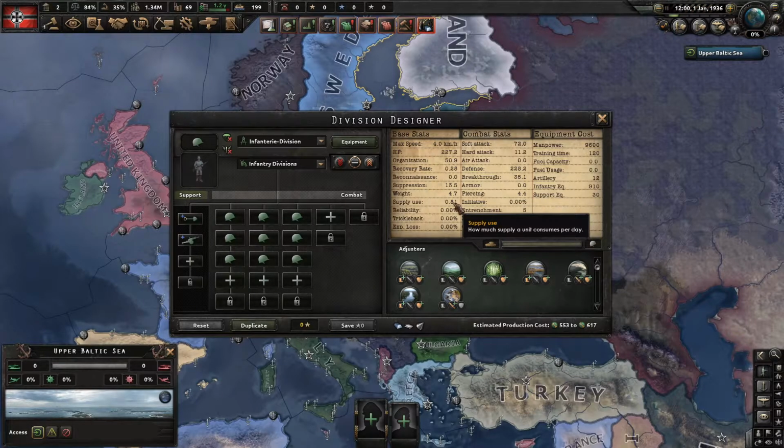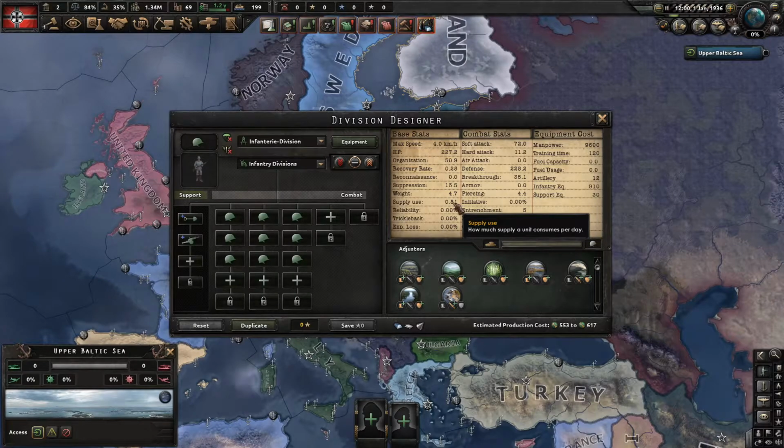Next one up is supply use. That's basically how much supply a unit consumes on a daily basis. This is especially important if you do naval invasions or when you fight in low infrastructure areas, because then you get supply bottlenecks. When you cannot meet the supply needs of your division, you will suffer attrition. And when you suffer attrition, men and equipment will go away.